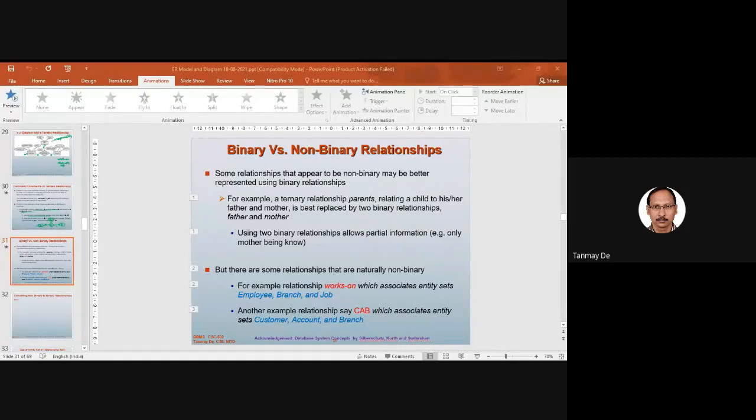Some of the relationships that may appear as non-binary can sometimes be better represented by binary relationships, or sometimes some of the relationships can be represented more meaningfully as a ternary or non-binary relationship set.